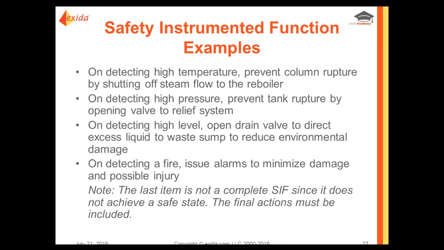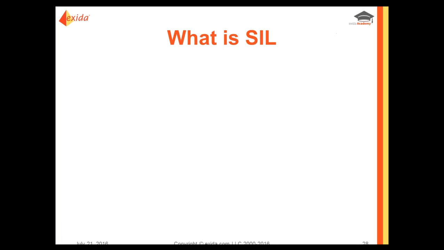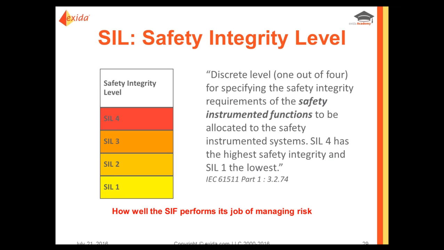So if you look at what a SIF is, you can understand that they are needed and they are very important for many different reasons. And to have a safety instrumented function work properly, a good way of doing that is having an assigned safety integrity level. So what is a safety integrity level? IEC 61511 defines a safety integrity level as a discrete level, 1 through 4, of specifying the safety integrity requirements of the safety instrumented function to be allocated to the safety instrumented systems.